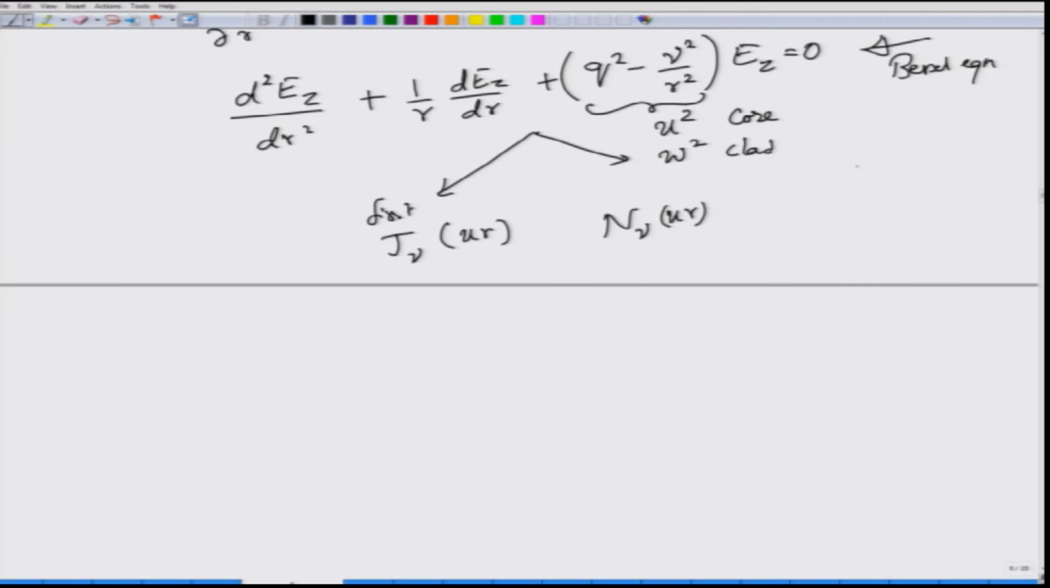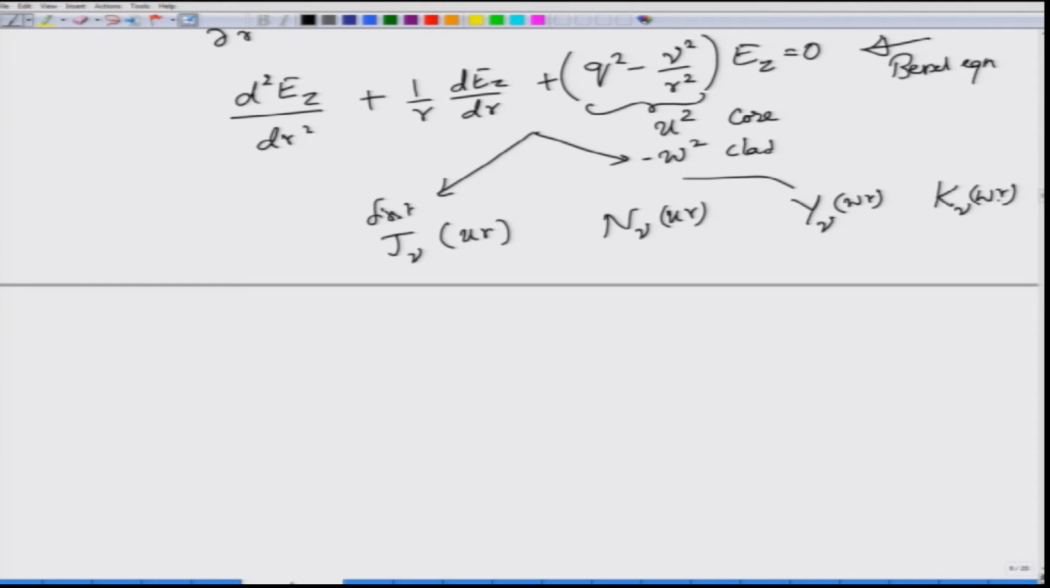In the cladding region I should define this as minus w square, because I am anticipating the result that the solutions have to decay. For the solutions to decay out inside the cladding, this argument q square minus nu square by r square should be negative. So that is given by negative w square. Because of that I get the solutions of the second kind. The second kind solutions are Y nu of wr and K nu of wr.